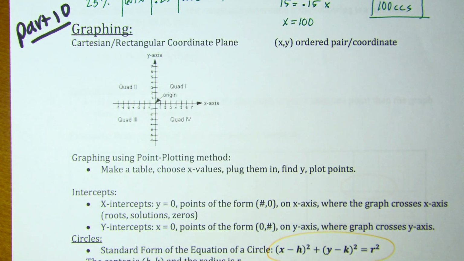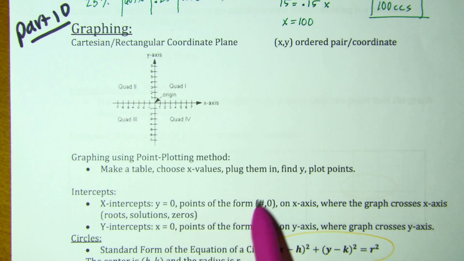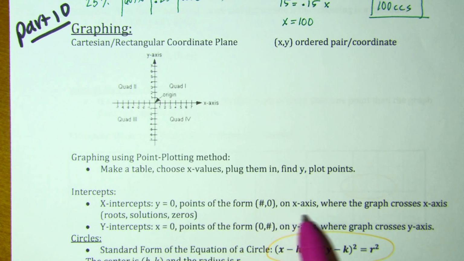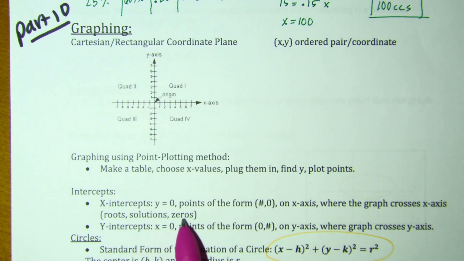When we first learn how to graph a new type of function, we typically use what's called the point plotting method. That's essentially choosing x values, plugging them in, and finding the y values and plotting those points. When we are finding the x-intercepts of any function, our y value is going to be equal to 0, and then our points are going to be of the form a number and then 0 as our y value. They are on the x-axis, where our graph crosses the x-axis. Another term for x-intercepts are roots, solutions, or zeros.